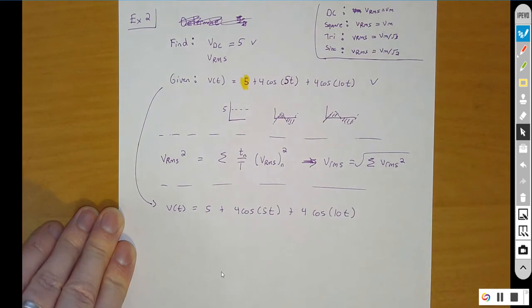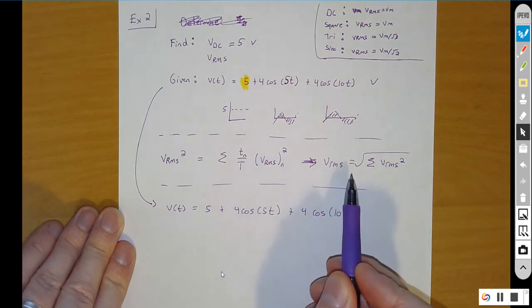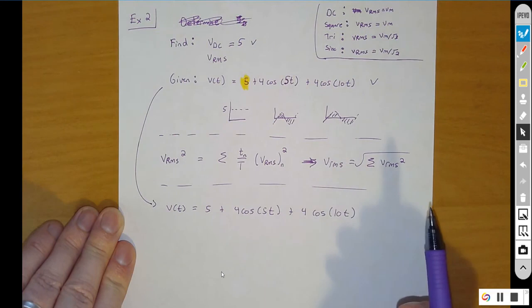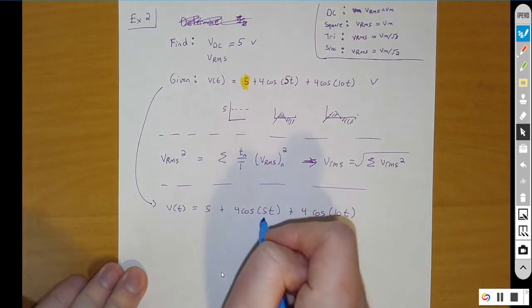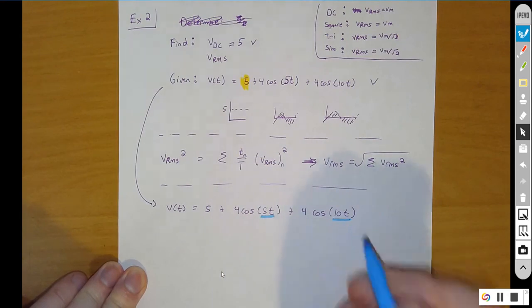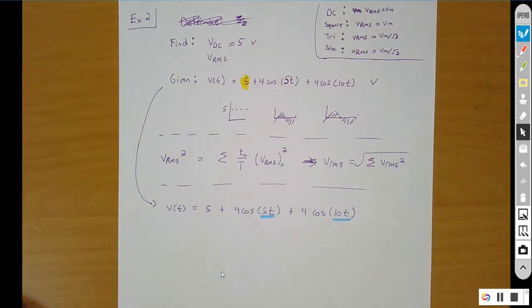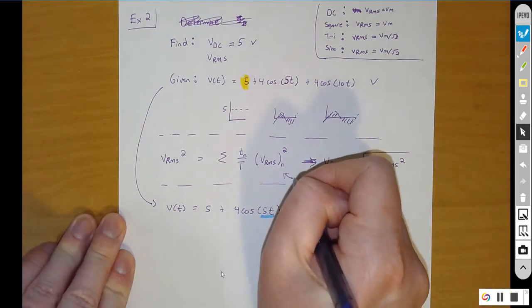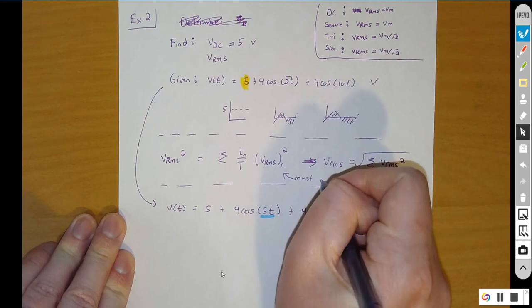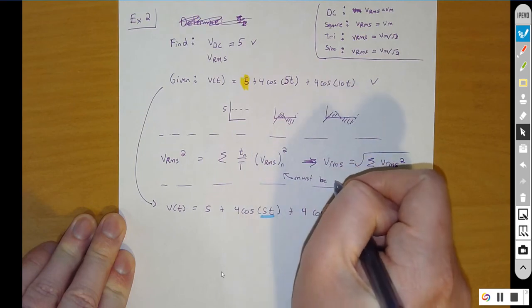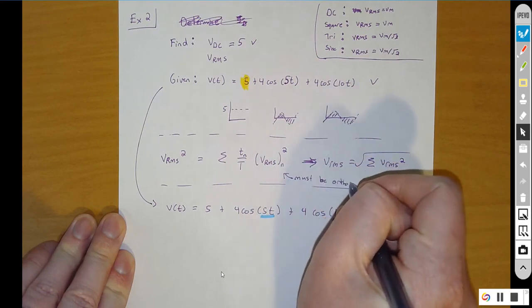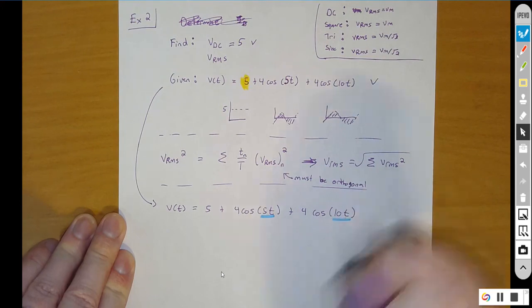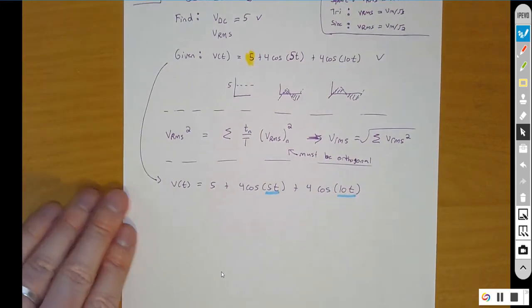Now there is a caveat with this. These signals have to be orthogonal. Really all that means is that the frequency here and the frequency here don't match. If they matched, you would just add them together anyway, so it wouldn't be that big of a deal. But just a note, they must be orthogonal. It's typically not a problem that we run into.